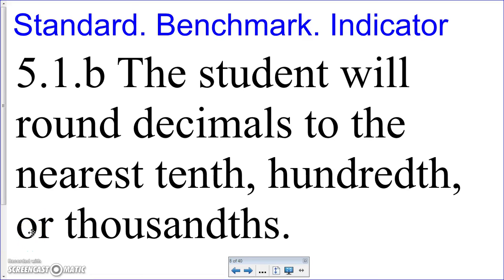Today we are learning how to round decimals. Please copy the standard benchmark indicator on a clean page in your math notebook. The student will round decimals to the nearest tenth, hundredth, or thousandths.